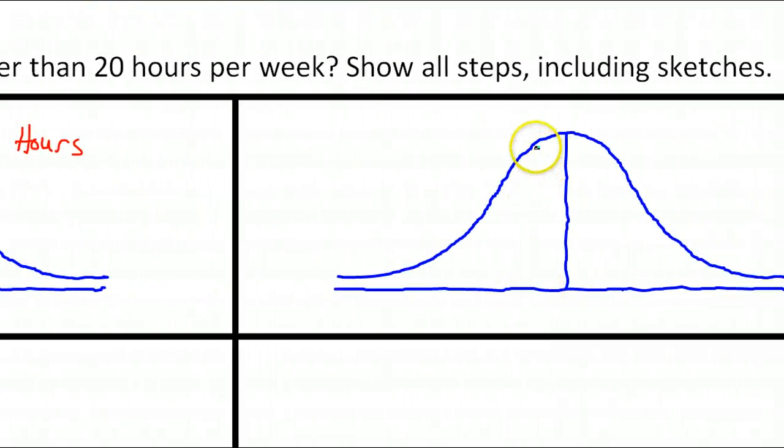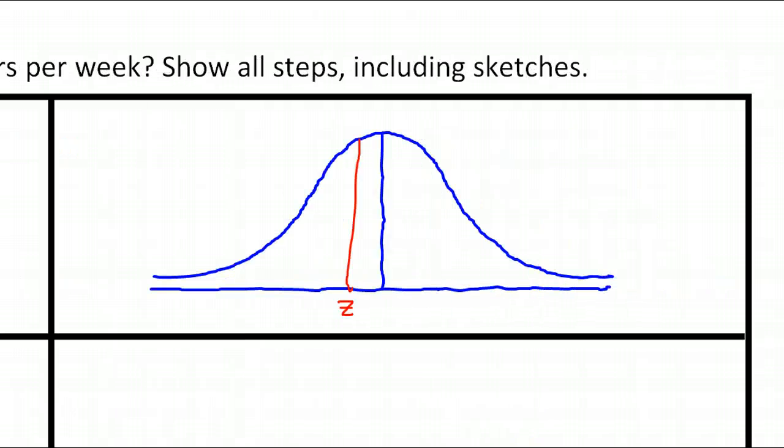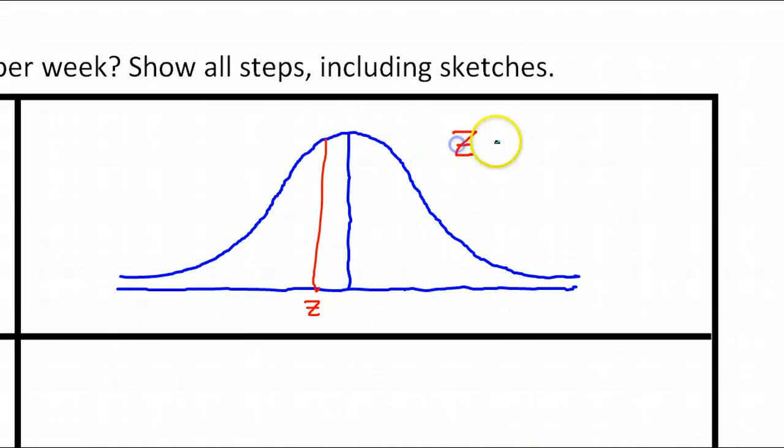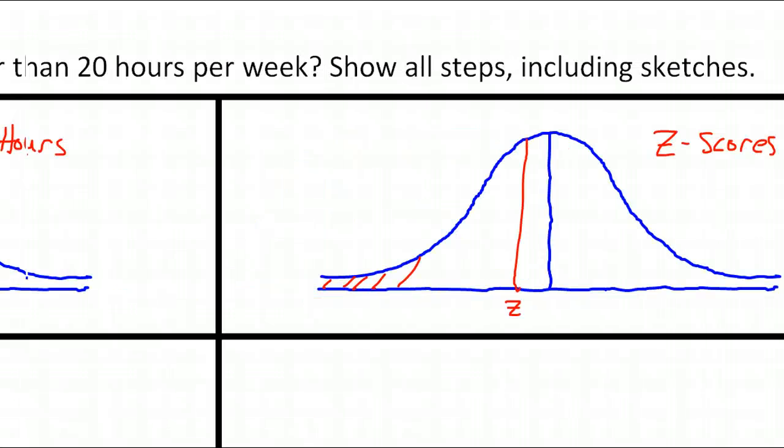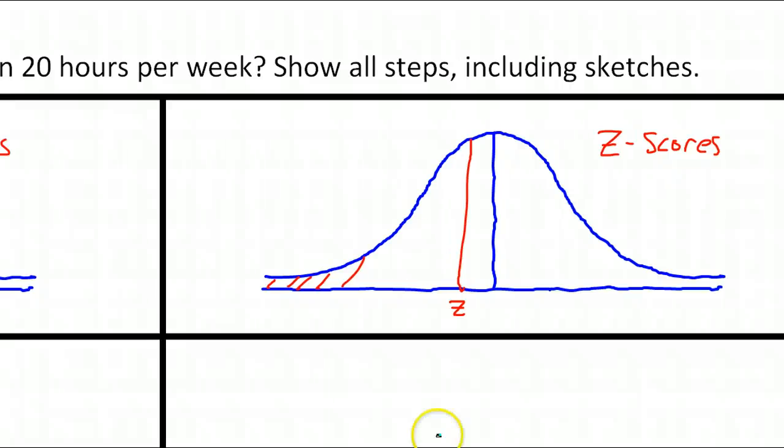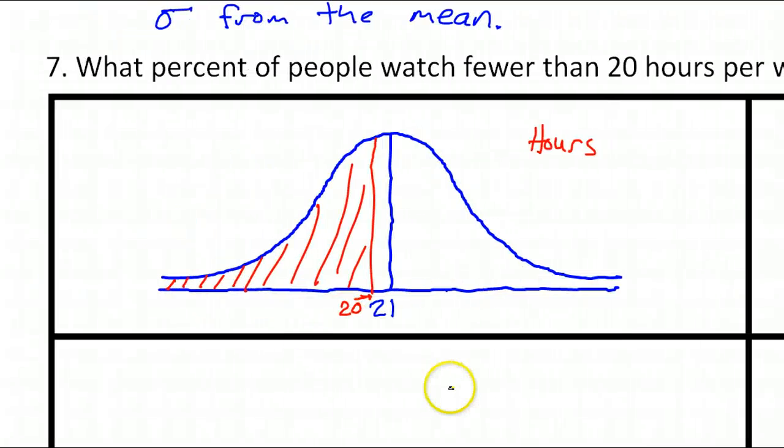Now we'll do the same thing over here, but instead of hours, we're going to do z-score. So I'm just going to put z because I don't know what that is yet. Okay, and I'm going to label this z-scores. Mandatory. If you don't put that, you're going to lose points. Okay, same with the hours. That's mandatory. Okay, so here we are shading to the left of this. Oh yeah, in the middle, instead of mean, the middle z-score is always 0. Okay, so far so good.